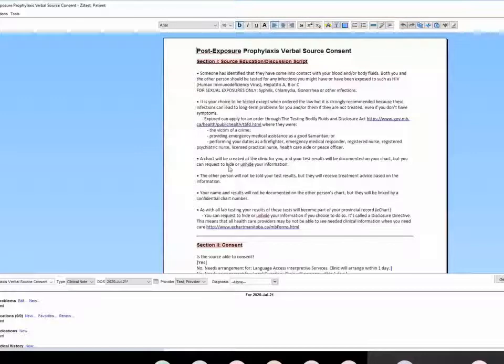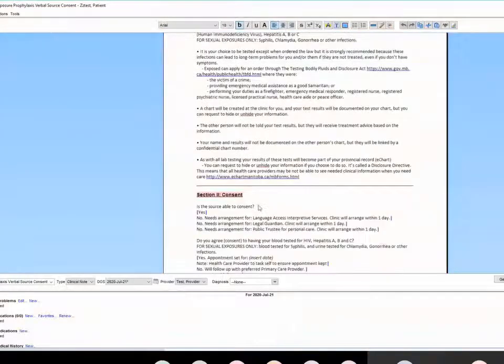A chart will be created at the clinic for the source. The other person will not be told your test results, but they will receive treatment based on that information. Your name and results will not be documented in the other person's chart, but they will be linked by a confidential chart number. And with all lab testing, they will be part of your provincial record.